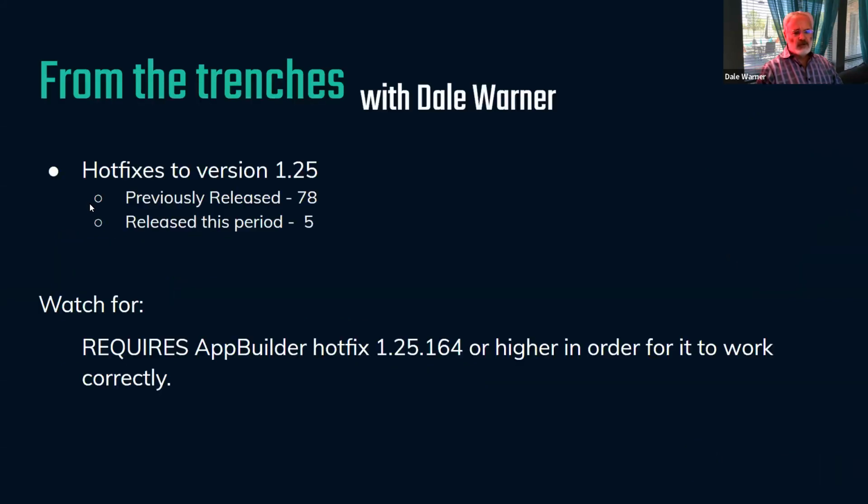From the trenches of support, we have some hot fixes. We've been in version 1.25 as our current version for quite a long time, and we've released 78 different hot fixes. There's 5 more this time. As you look at these hotfixes, you'll sometimes see it says when you're getting ready to install it, it requires a particular version of App Builder, and we want to make sure that you install the required version of App Builder before you install any hotfix.